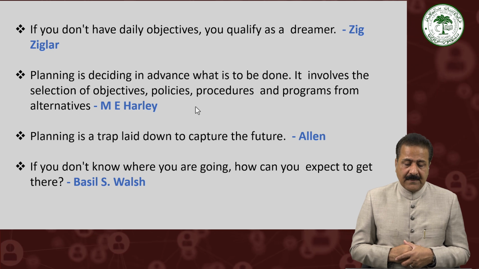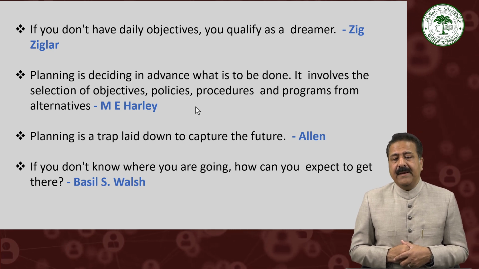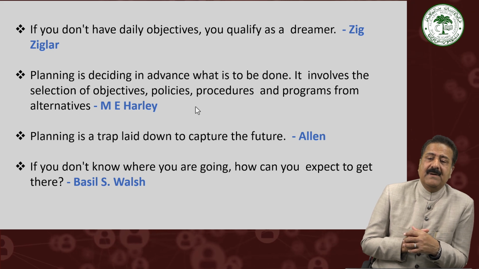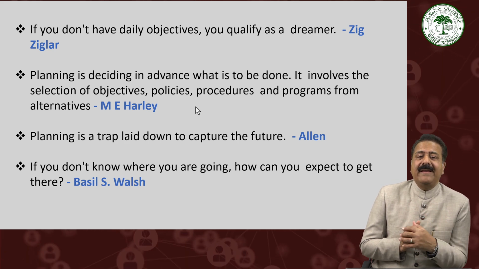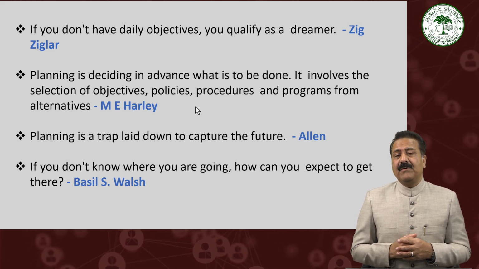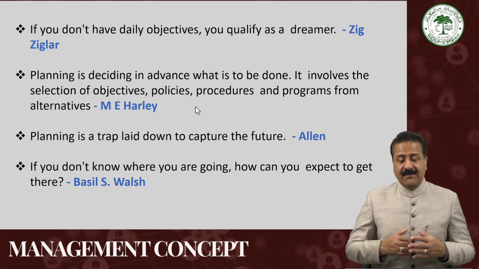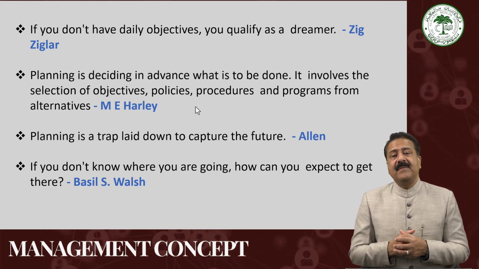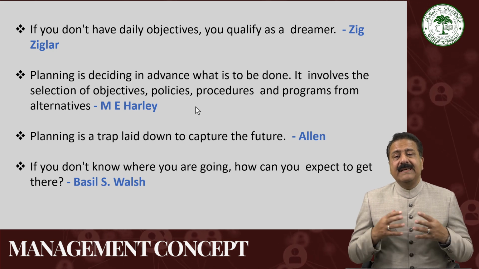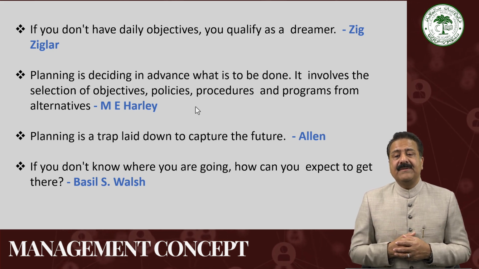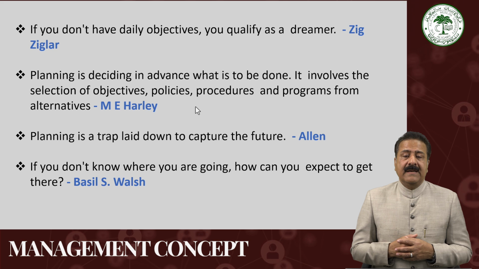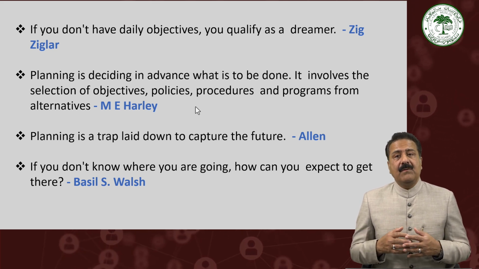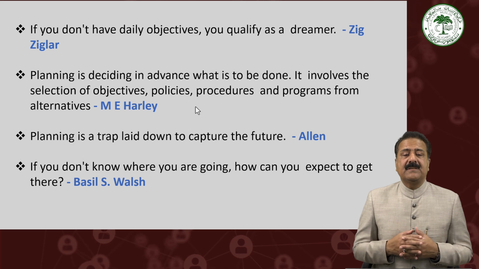Students, I will quote a few more definitions given by some experts in the field. According to Zig Ziglar, if you do not have daily objectives, you qualify as a dreamer. Very rightly, he has pointed out that if we don't plan, if we don't have anything to fulfill, there is no difference between us and a dream merchant. Planning is a reality. It's not something which we dream about, because it is not only that we plan, its execution is also very important. And it is the execution which makes things possible.